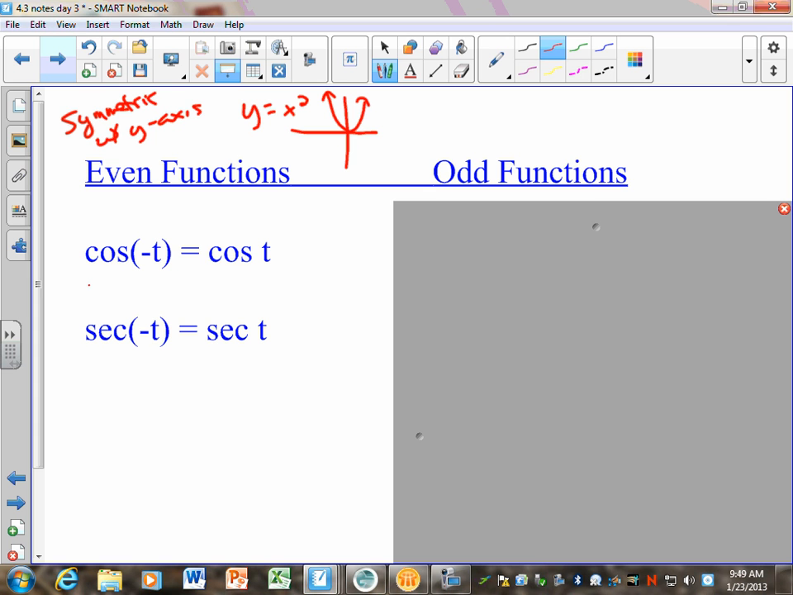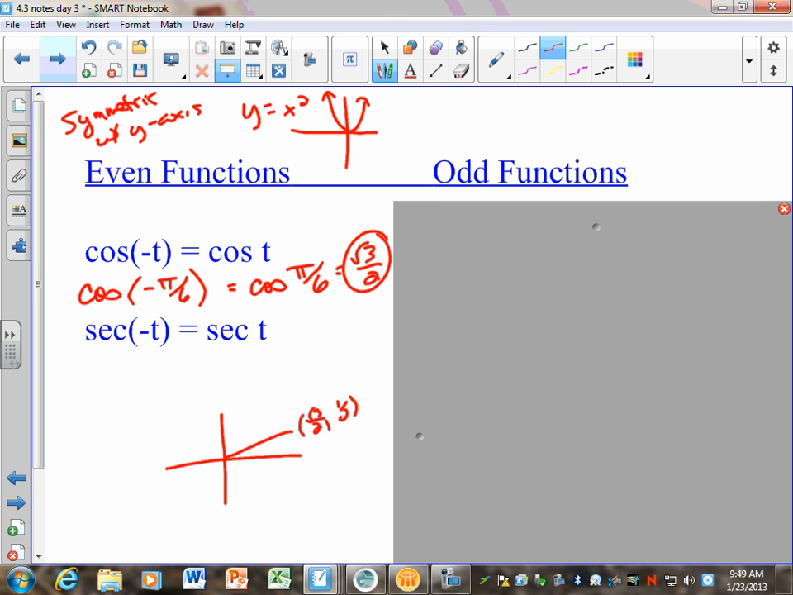So just an example here, if I said the cosine of negative pi/6, I could just graph negative pi/6 or add 2 pi and get the positive angle. But because it's even, I know that that's always going to be the same as the cosine of pi/6, which maybe I should know from my unit circle. Pi/6 is the smallest of the angles, right? And cosine is the x, so that's going to be square root of 3 over 2.